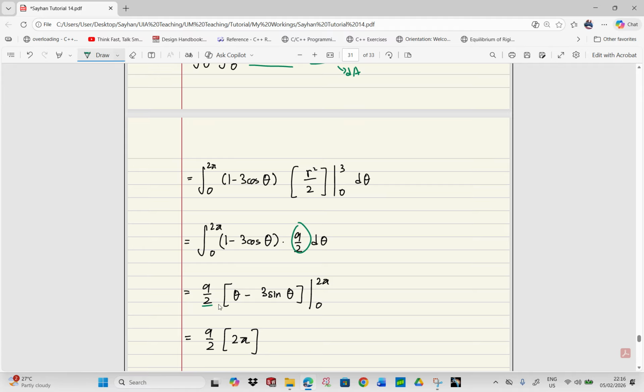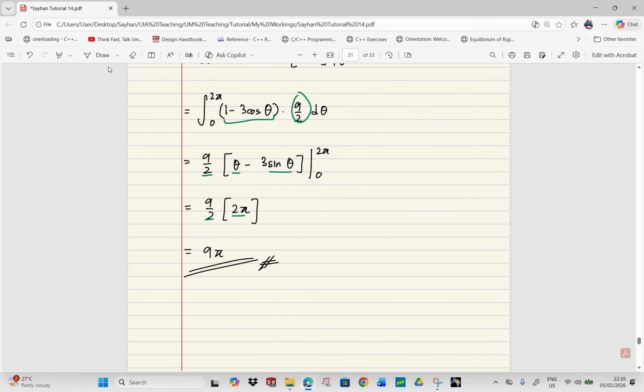Put it aside. Integrate with respect to theta. You get theta and 3 sine theta. So you get 2 pi times 9 over 2. Your answer becomes 9 pi. So that's question 8.